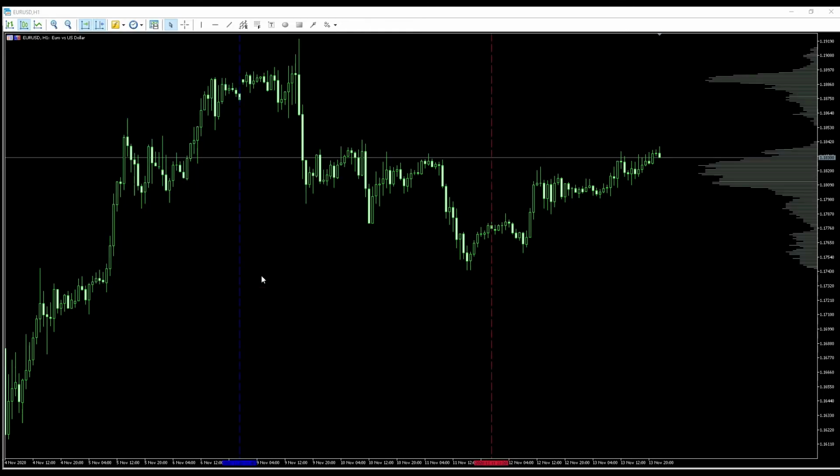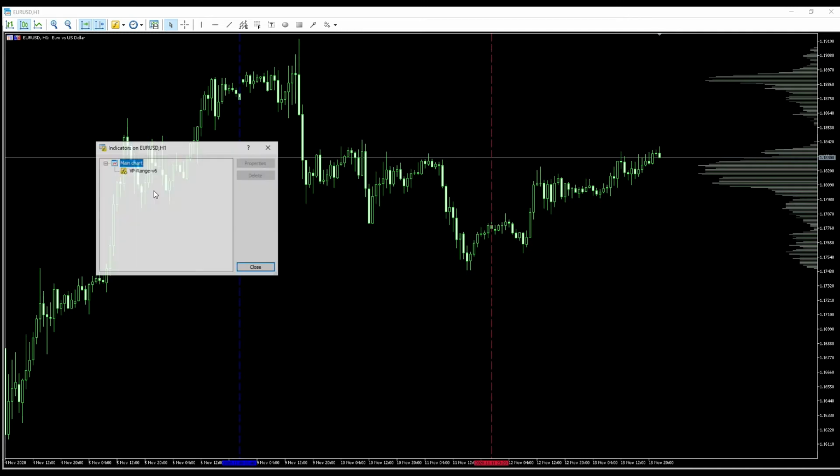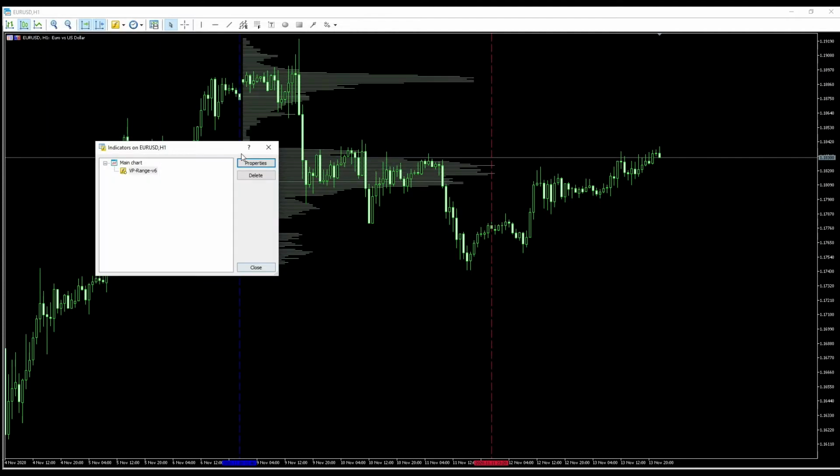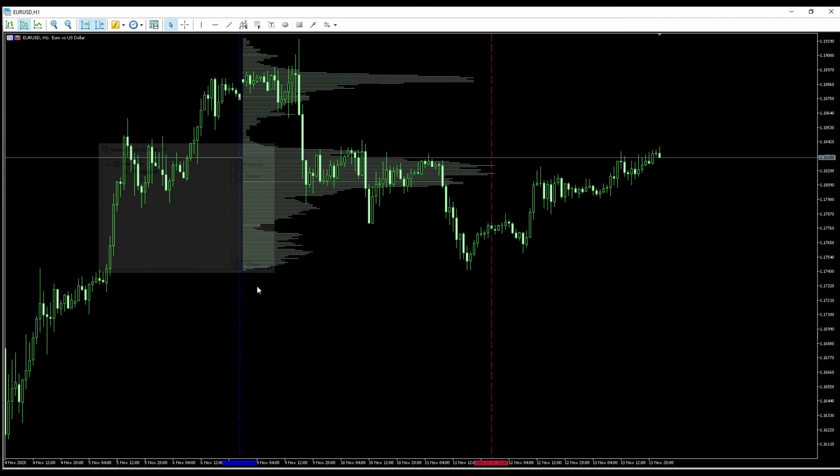So there it is. I need to change one more thing. I like my volume profile inside my window, inside, left inside. Yeah, there it's left inside. So I like my volume profile inside, just like that.